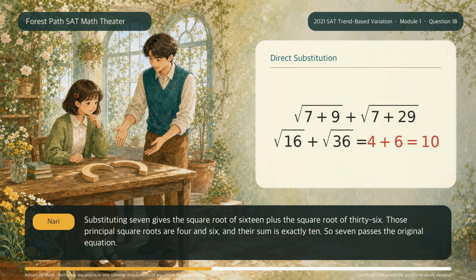Substituting 7 gives the square root of 16 plus the square root of 36. Those principal square roots are 4 and 6, and their sum is exactly 10. So 7 passes the original equation.